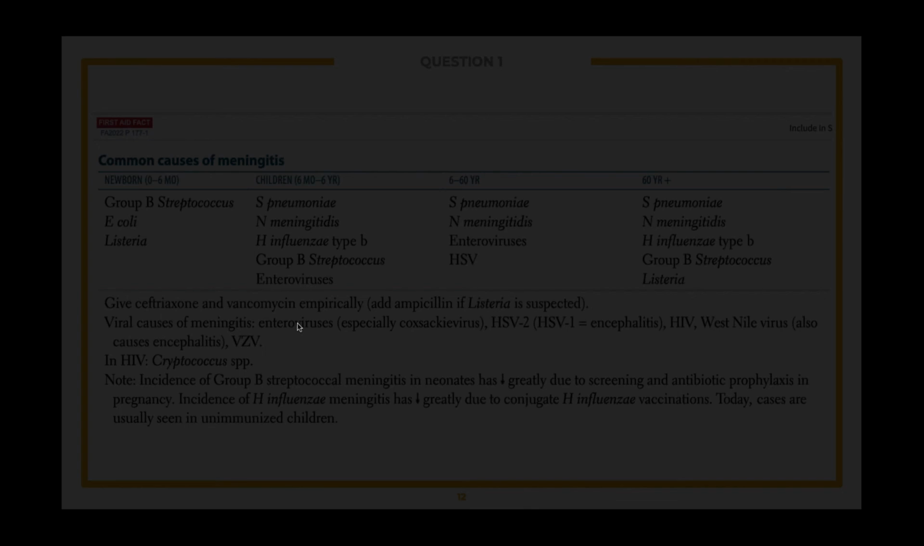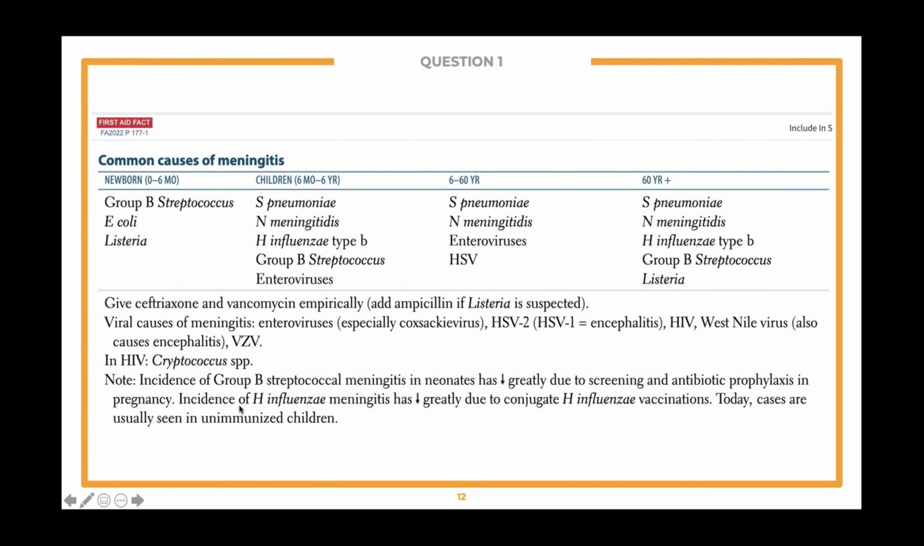If you see on the next slide, the most common causes of meningitis in this patient's age group, 6 months to 6 years, would be Streptococcus pneumoniae, Neisseria meningitidis, and Haemophilus influenzae type B. Okay. Now you can see there at the very bottom, it says the incidence of group B strep meningitis, as well as H. influenzae meningitis, has decreased. And H. influenzae meningitis has decreased due to vaccination. So cases are usually seen in unimmunized children. So you definitely want that to be ringing in your ears when you see that in this question.